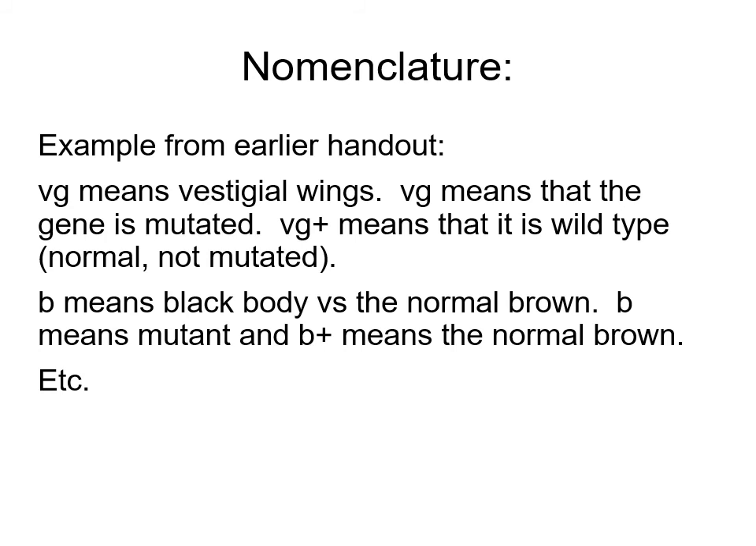Okay, so there's a nomenclature that goes with this. VG plus means that the gene is wild type. If you just write VG, it means it's mutant. So B might be black body or it might be brown body, but B plus means that it's a normal color and B is a mutant phenotype. So the plus symbol is used to denote the normal or wild type phenotype, and just a letter or series of letters denotes the mutant form. You don't use the big A, little a nomenclature in fly, but if you want to, you can.